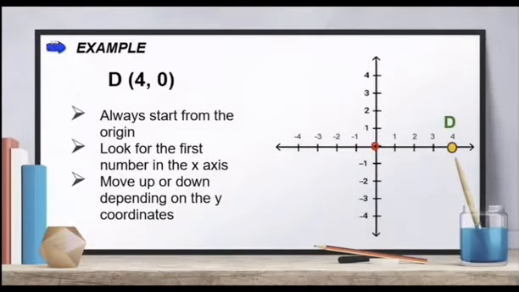Example number 3. Point D whose coordinates are 4 and 0. It is located on the positive x-axis because the y coordinate is 0. In plotting a point whose one coordinate is 0, it always lies on either of the two axes. Otherwise, if the coordinates are non-zero, they are located in any of the 4 quadrants.